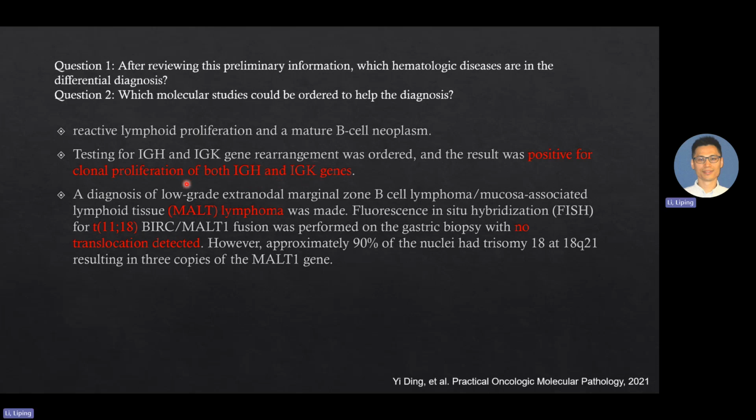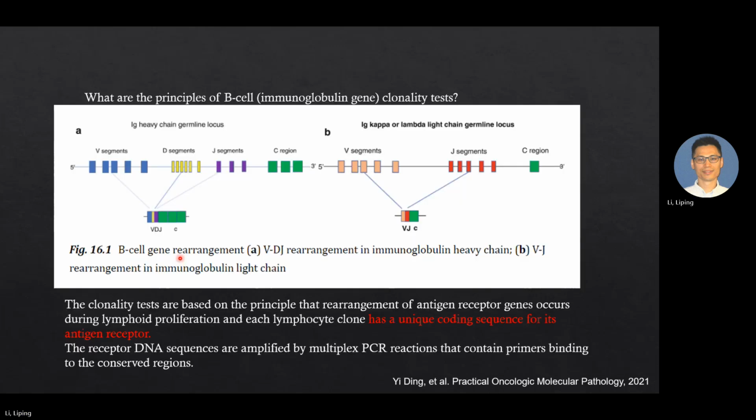So the diagnosis is MALT lymphoma. But when we do the FISH translocation test, we could not detect the 11;18 translocation. So let's talk about this clonality test. We know in the heavy chain we have VDJ rearrangement, and in the light chain we have VJ rearrangement.